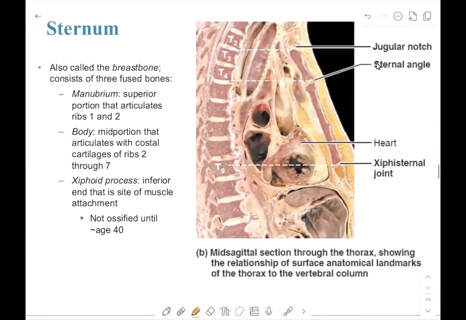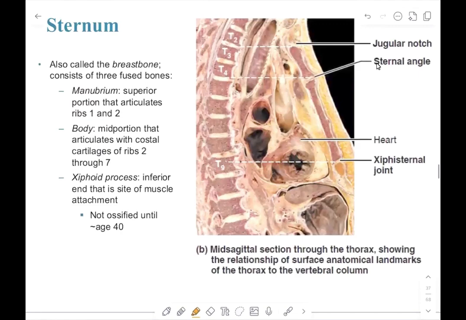Looking at the sternum itself from a sagittal view here, we can see the heart shown, the xiphoidsternal joint, which is where the xiphoid process connects with the sternum. So the sternum is also called the breastbone, but we need to use sternum in this class. So it's made up of the manubrium, body, and xiphoid process. The xiphoid process remains cartilage until we get to about age 50. And the manubrium articulates with ribs 1 through 7. Body is ribs 2 through 7.